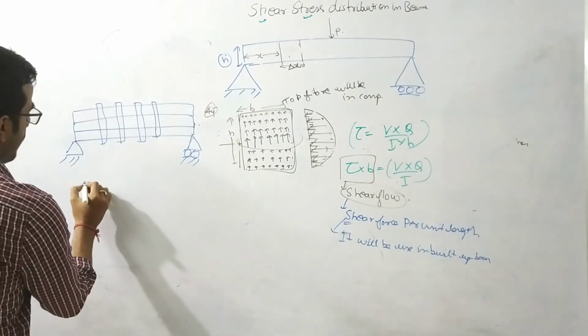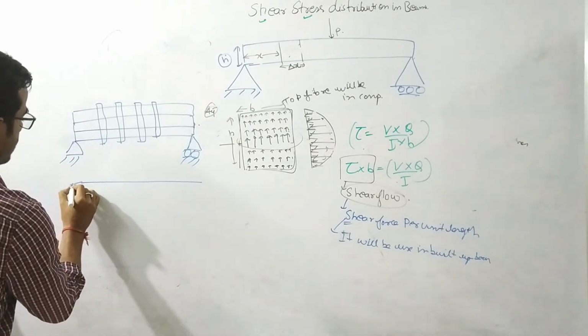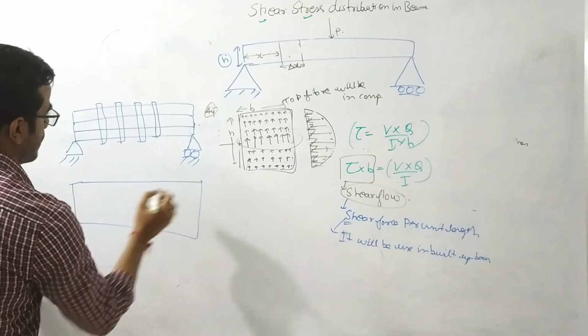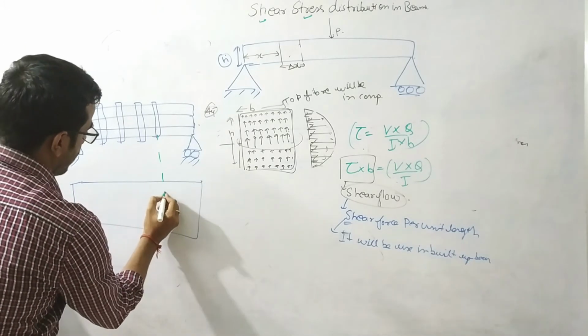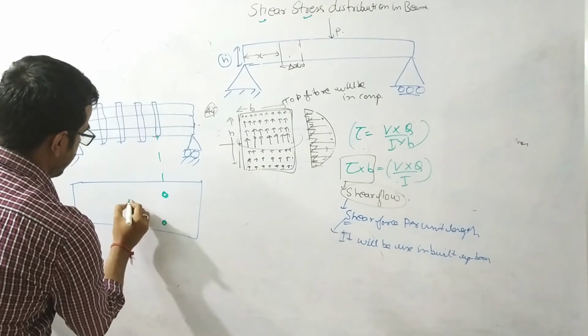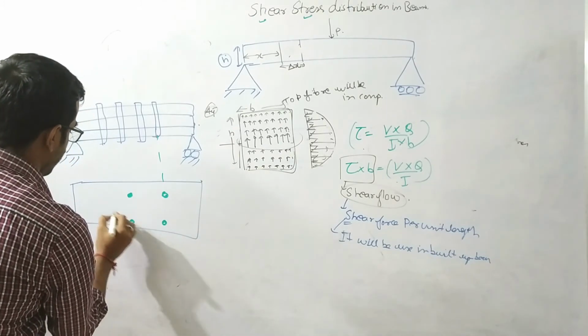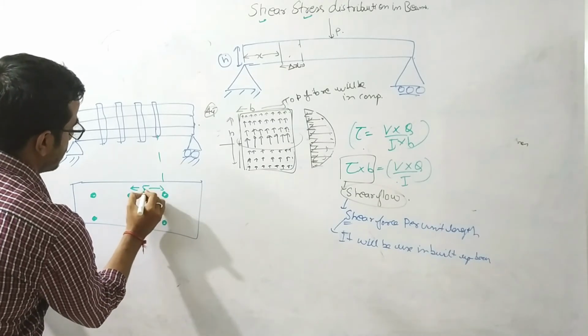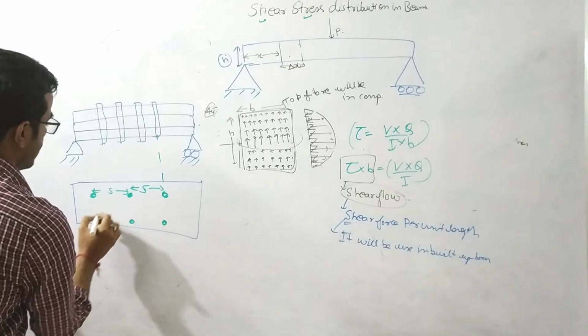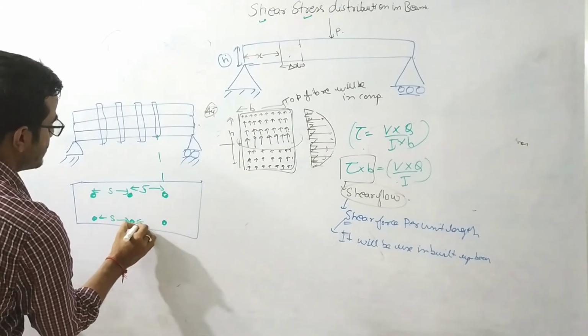and this is the top view, I'm keeping nails over here. One nail here, one nail here, one nail here, one nail here, one nail here, at a distance of S. Spacing is S. So what is meant by the shear flow?